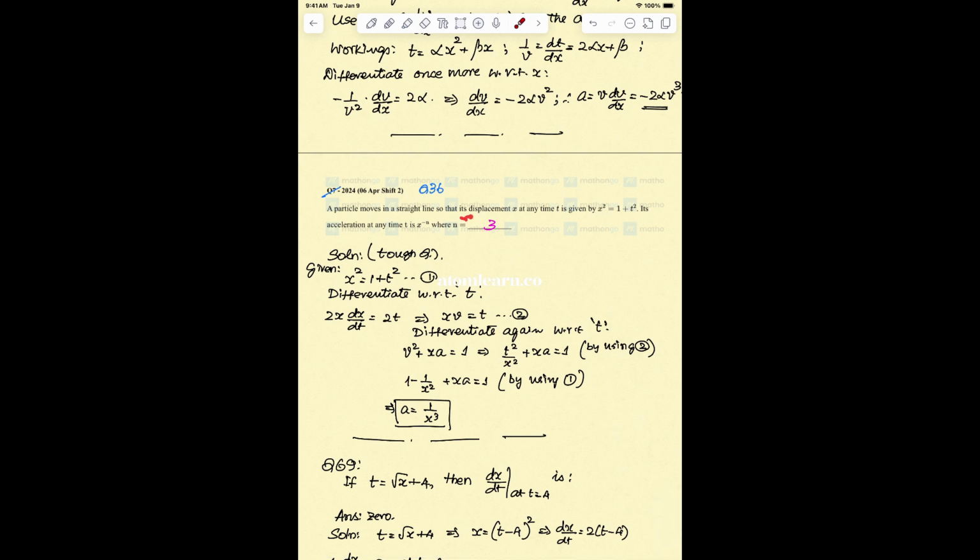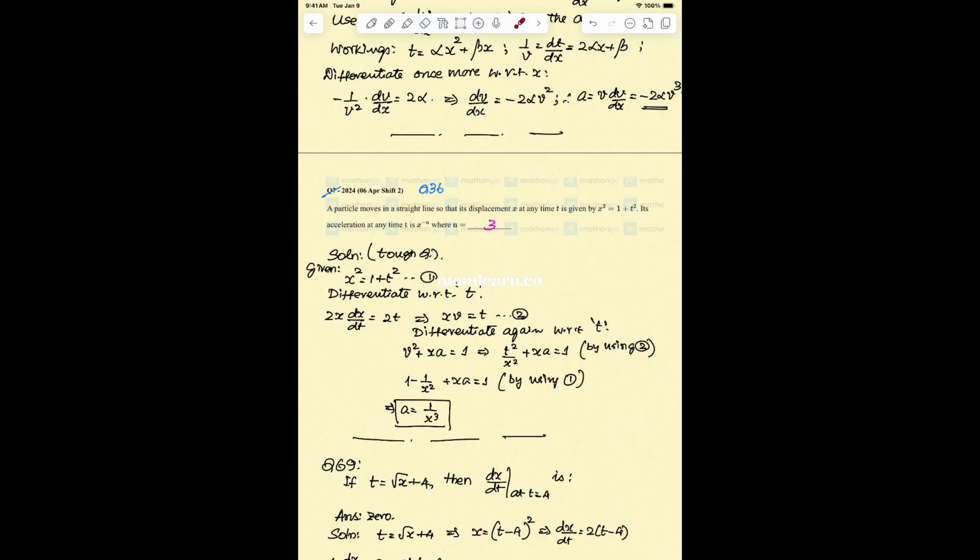A particle moves along a straight line, so the displacement is given by x squared equal to 1 plus t squared. Acceleration at any time is, now differentiate with respect to t, you get this, which means x v equals t. Differentiate again with respect to t, you get this. Then you substitute t squared, and you get it in terms of x. Understood? Go through it once more, you will understand it much better.